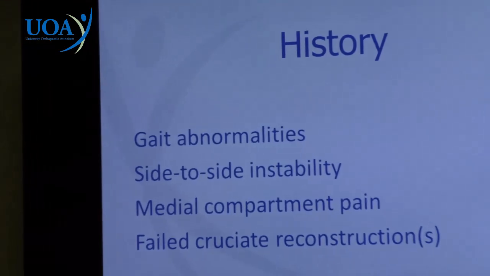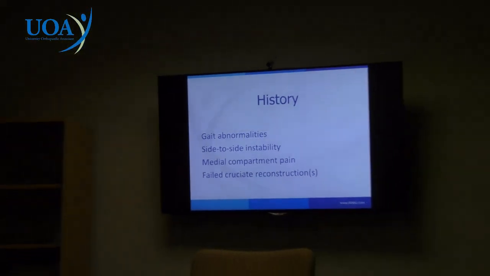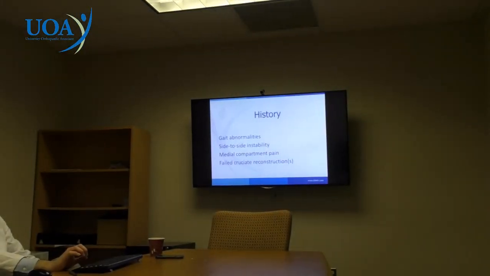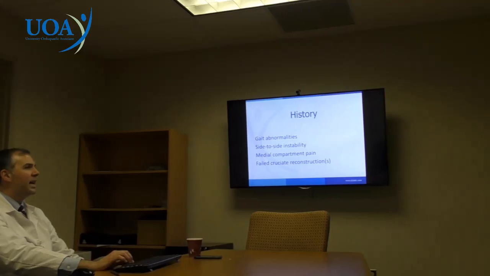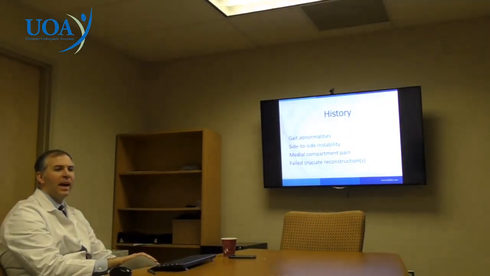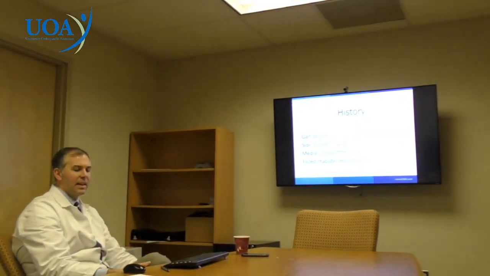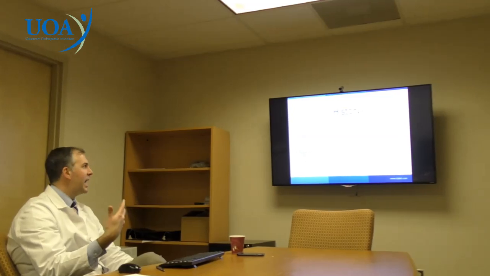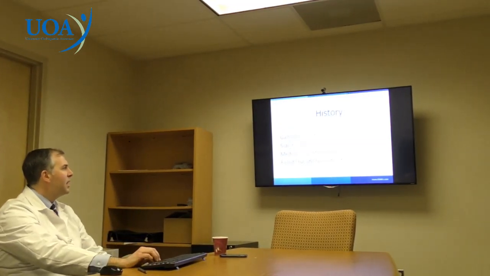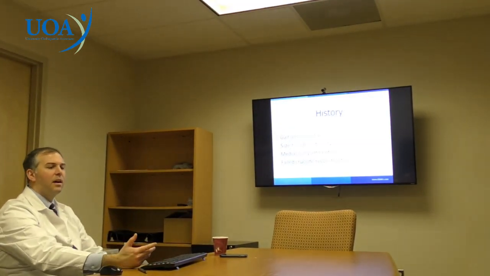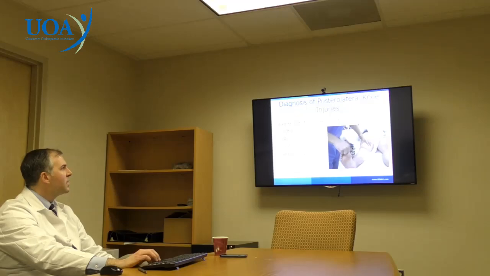History, you'll have, certainly instability. They'll feel more side-to-side pivoting or planting type things. They can have pain on the contralateral side. So if they have gapping laterally, they're going to have compression medially. They can have medial compartment issues. And certainly a history of a failed ACL, these are things that you have to look for.